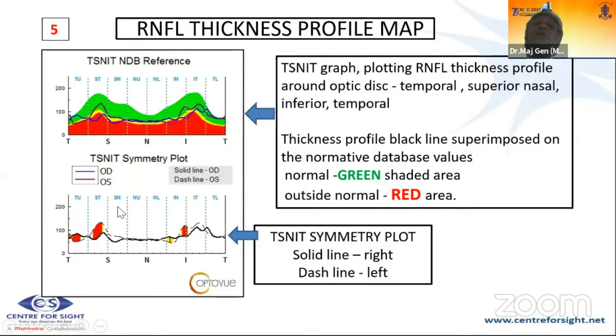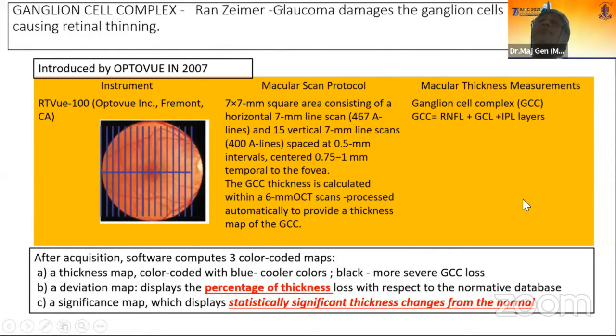But very important for us to look at is the symmetry graph, because remember that glaucoma is a disease of asymmetry, and you find that there is an immense amount of asymmetry between the right and the left eyes, both in the temporal area as well as in the inferior area. And then we come down to the other important factor, and that is the ganglion cell layer.